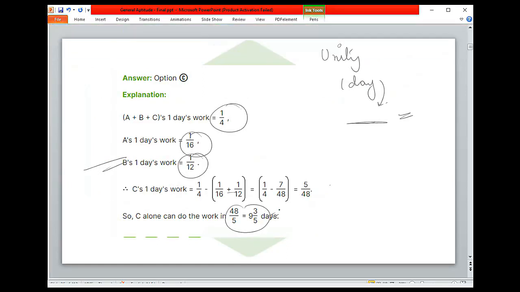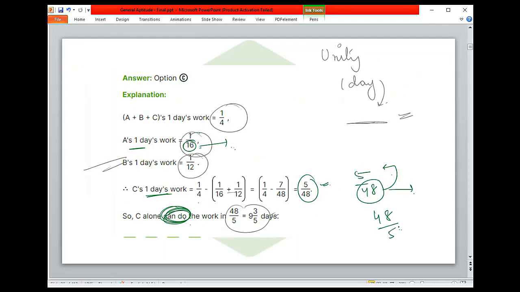No, let me. I missed one step also. See, in one day, it is doing 5 upon 48 work. We had to find out total number of days. Okay. So, for finding out total number of days, what we had to do, we have to reciprocal it, because if A's work is 1 upon 16, so total number of days was 16, right? So, over here also, we had to find out total number of days. So, it would be 48 upon 5.